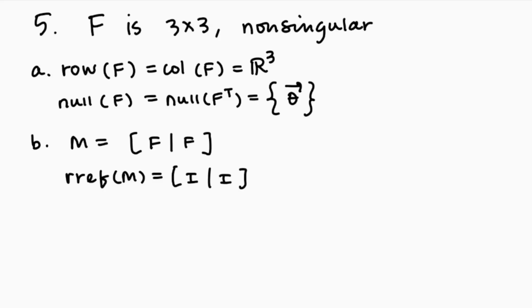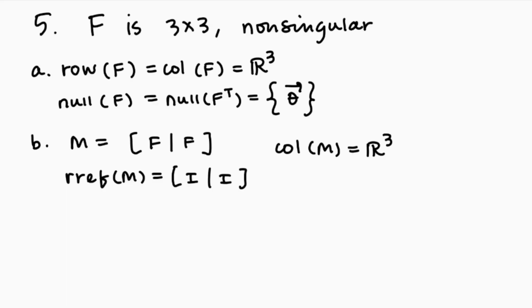And so that does mean that the column space is going to be unchanged, right? I just added more of the same columns, so the column space of M is definitely going to be all of R3. Okay, the row space is going to be a little bit different.